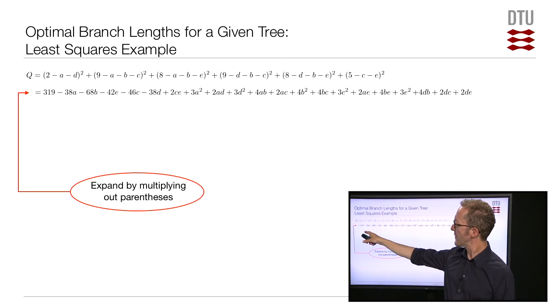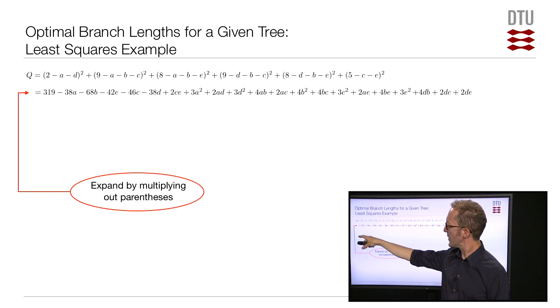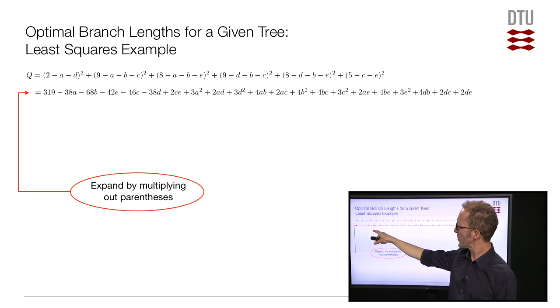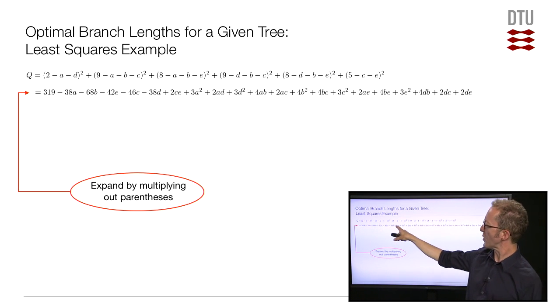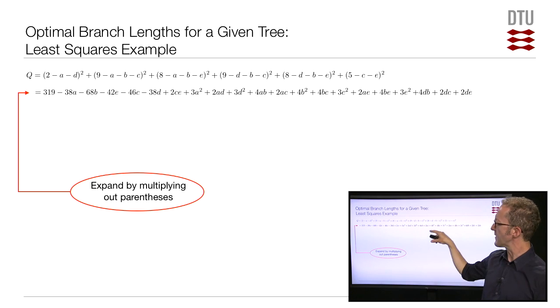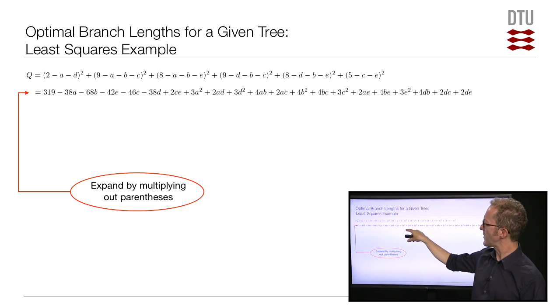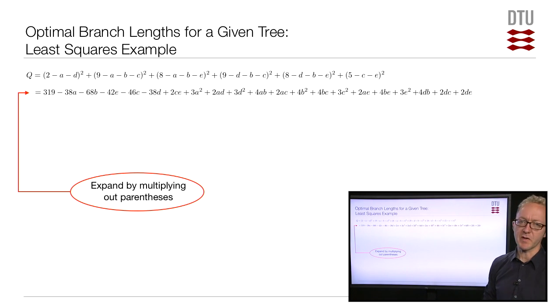You can see that we have a lot of terms that are just numbers, some terms with A, some terms with B, C, D, and E, some terms where we have C and E and A and D, etc., and some terms where we have A squared, D squared, B squared, etc. This is how Q depends on all of these branch lengths. And the goal, as I say, is to find good values for the branch lengths.